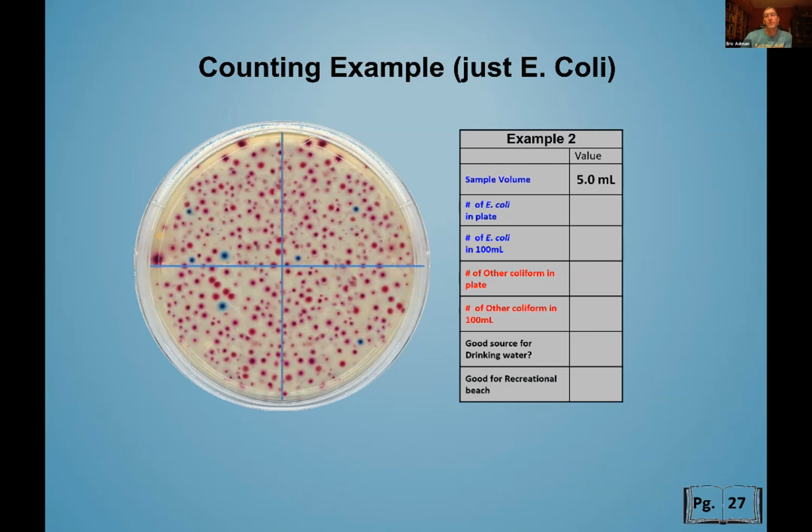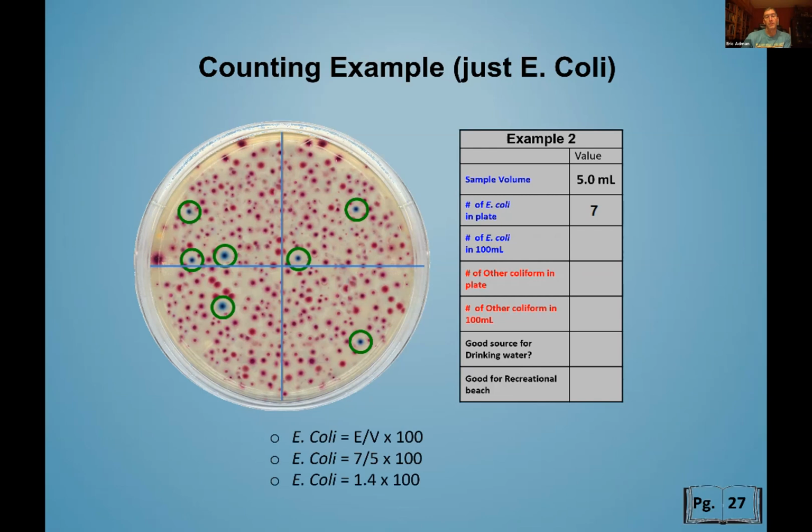So in this case, what's different is that our sample volume is 5 milliliters. We still have 7 E. coli. But in this case, because our sample volume is 5, our number is going to be lower because we're dividing that by 5 before we multiply by 100. So in this case, it's 140. So according to Global Water Watch standards, that's okay. According to Washington State standards, that's not okay.